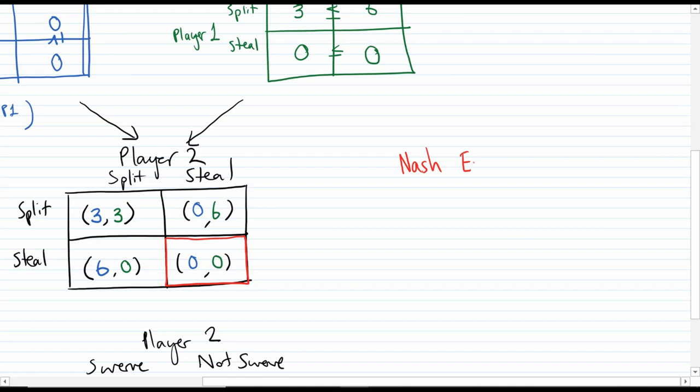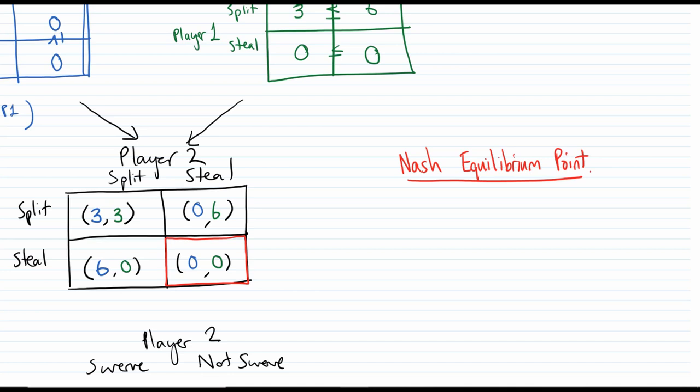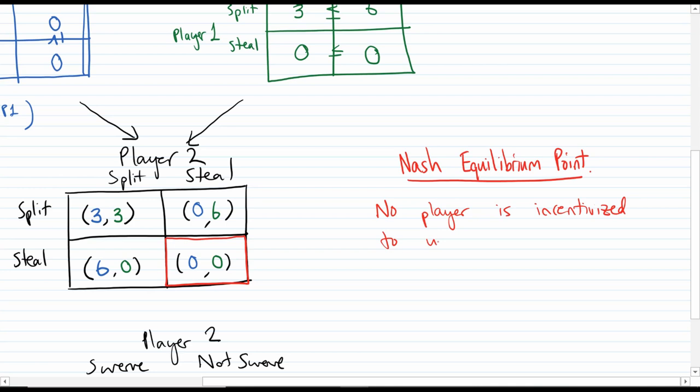It's named after a famous mathematician, John Nash, a game theorist and economist. And the idea is that no player is incentivized to unilaterally depart from their strategy or choice. What do I mean by unilaterally? I just mean by themselves.